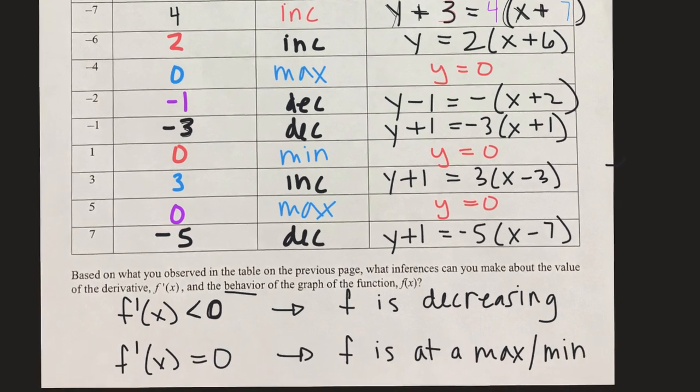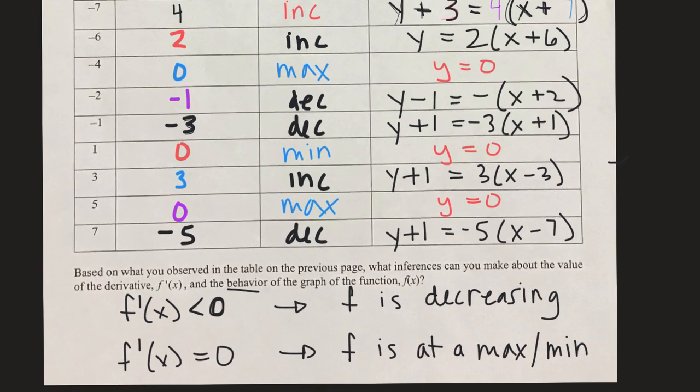And what can we say if our slope is positive? What if our derivative is greater than 0? What are the y values doing? Increasing. F is increasing. So we're trying to draw a connection between the derivative sign, if it's positive, negative, or 0, and what's happening with your graph. Because it's a pretty important connection between derivatives and the graphs, between f and f prime. So f prime is talking about the slopes, and f is talking about your actual graph.